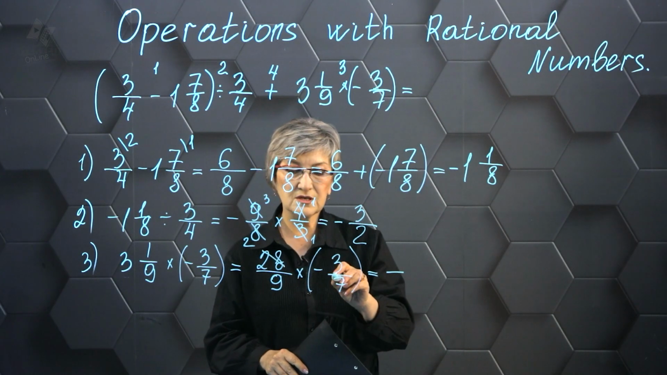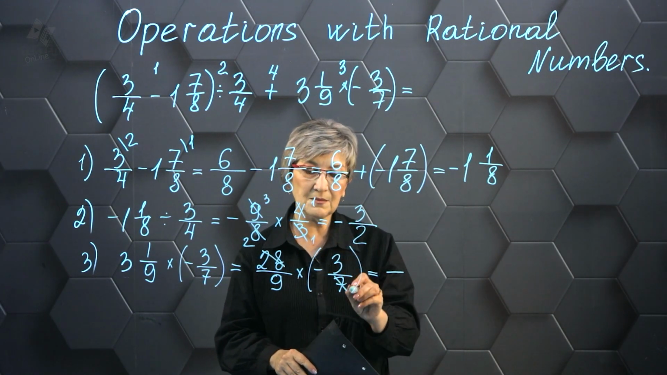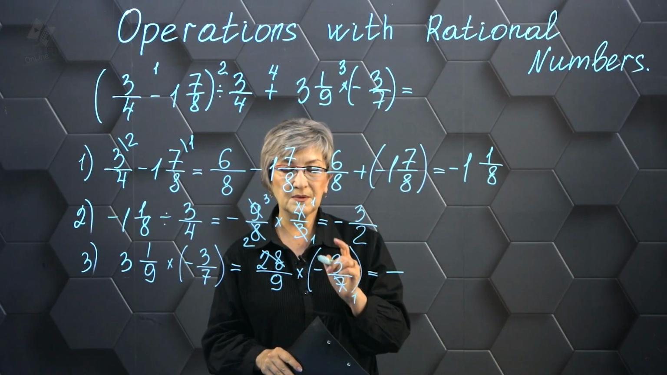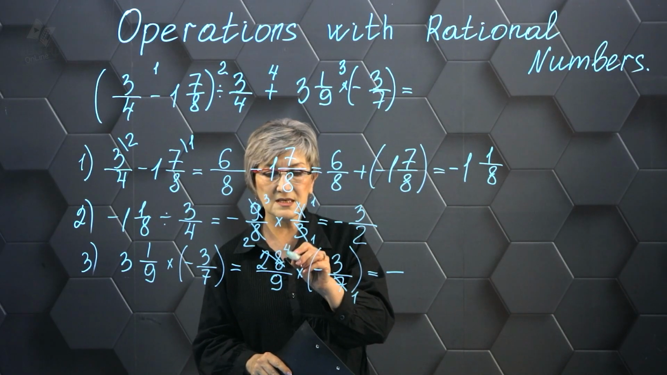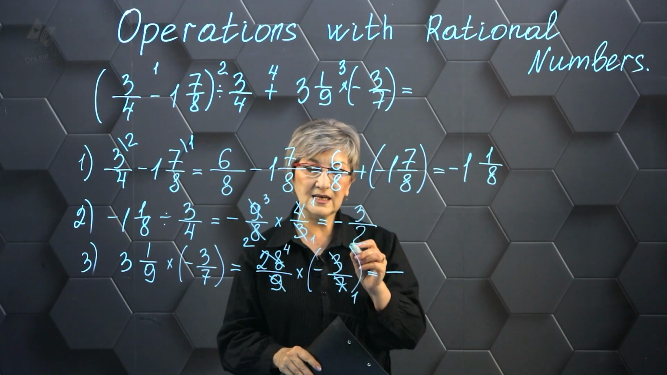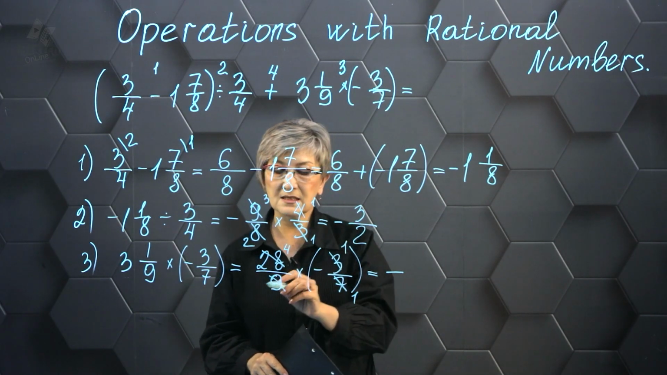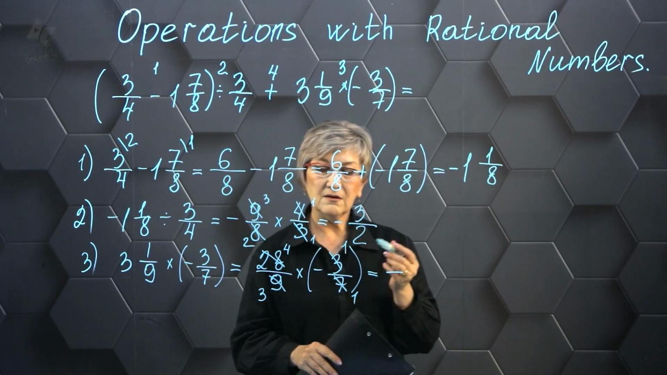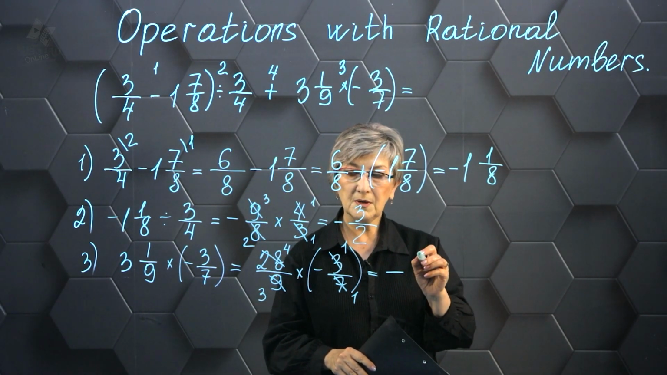Now 28 and 7 can be divided by 7. 7 divided by 7 is 1. 28 divided by 7 is 4. 9 and 3 can be divided by 3. 3 divided by 3 is 1. 9 divided by 3 is 3. The result is a fraction minus 4/3.